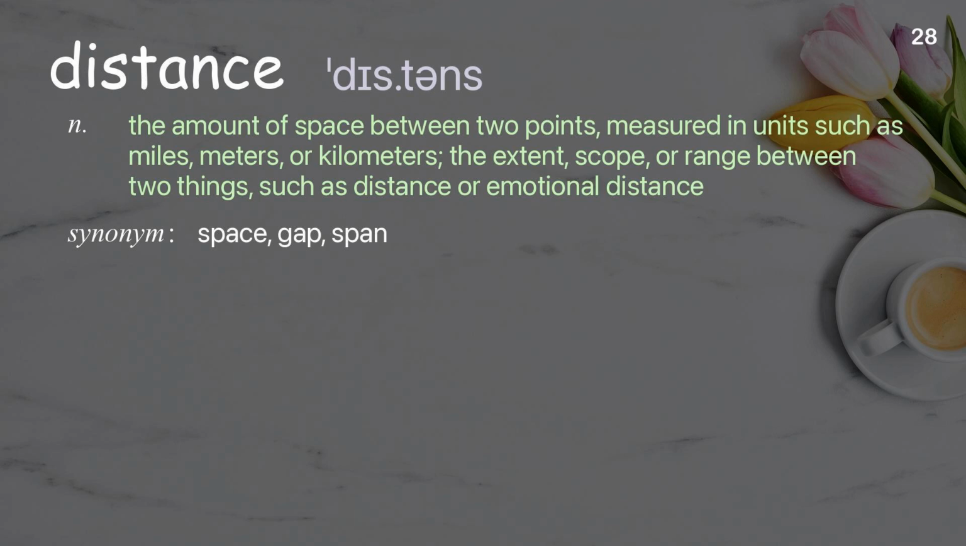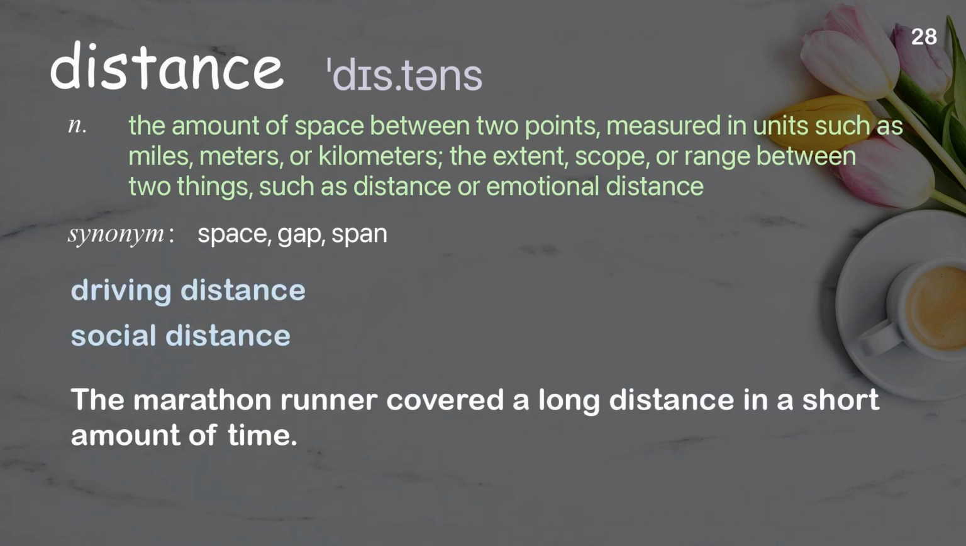Distance. The amount of space between 2 points, measured in units such as miles, meters, or kilometers. The extent, scope, or range between two things, such as distance or emotional distance. Examples: Driving distance. Social distance. The marathon runner covered a long distance in a short amount of time.